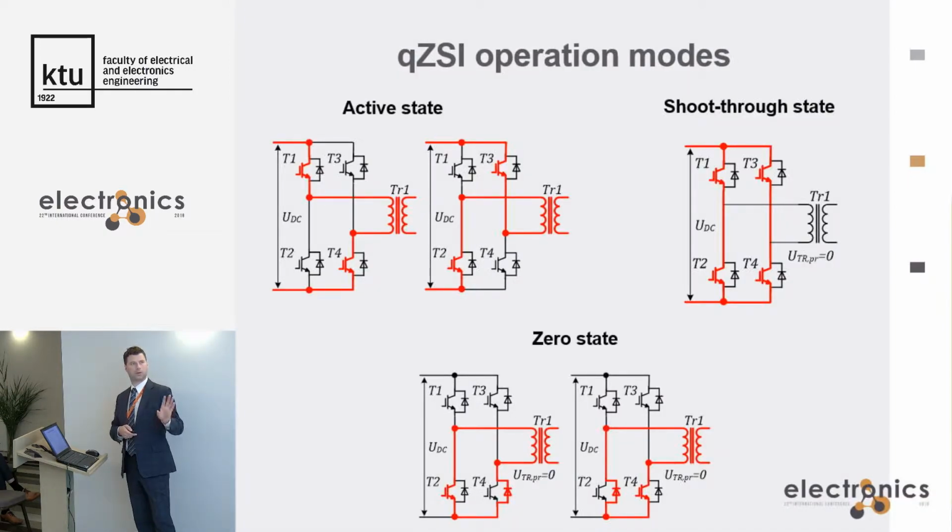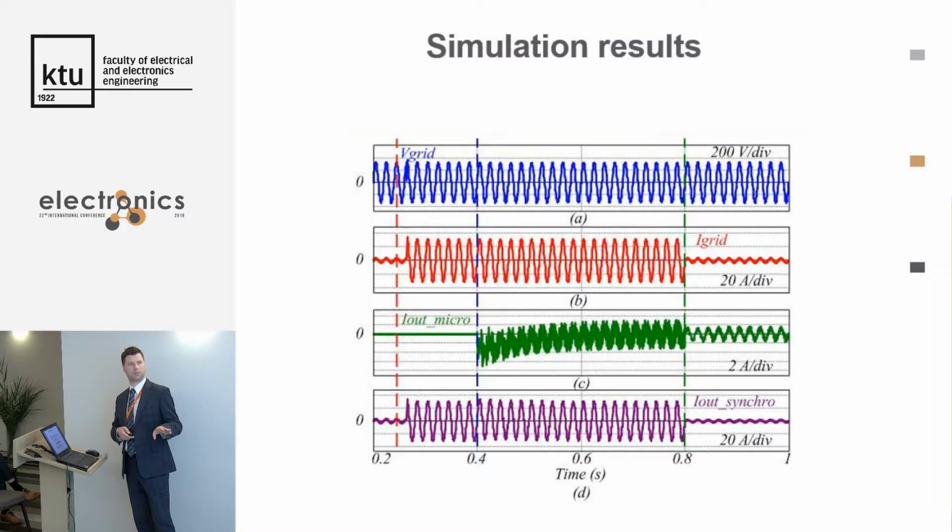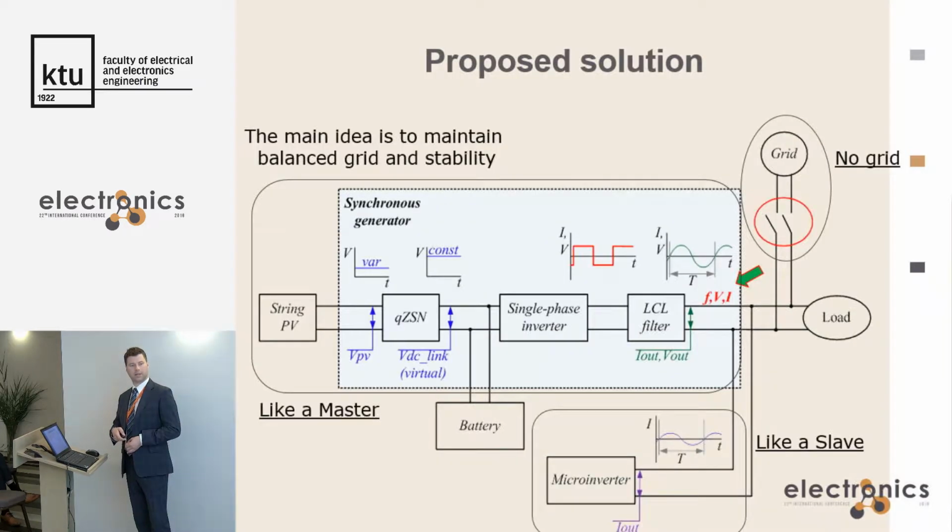Okay, I will not talk about the quasi-Z source inverter because I told about operation modes, basic modes, but I would like to turn your attention to simulation results. So here is grid voltage, here is grid current, here is microinverter, and here is output current of synchroinverter. Let's go back and see once more here in the picture. So here is grid current, this is microinverter current, and here synchroinverter current.